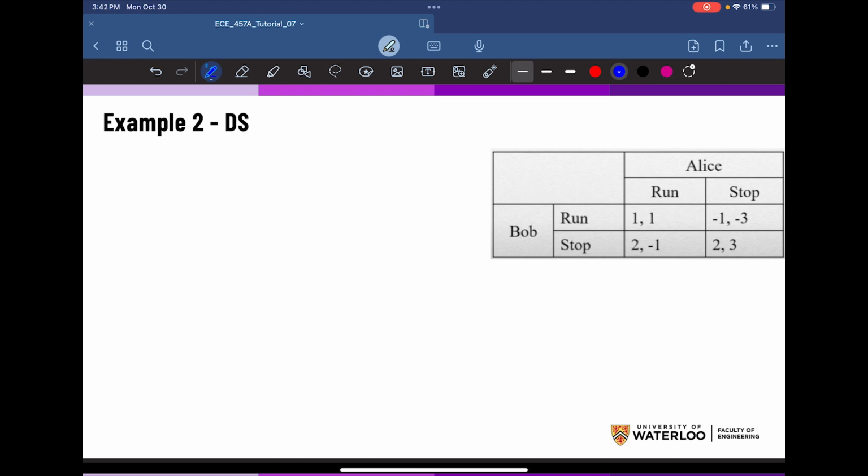The first thing that we need to do is to find a dominated strategy for Bob, or let's call him P1, player number 1, and P2, player number 2. So DS for P1. Here we have two options, run and stop. For run, Bob has 1 and -1, so 1 minus 1 equals 0. For stop, he has 2 and 2, so 2 plus 2 is 4. So this one is a dominated strategy for Bob.